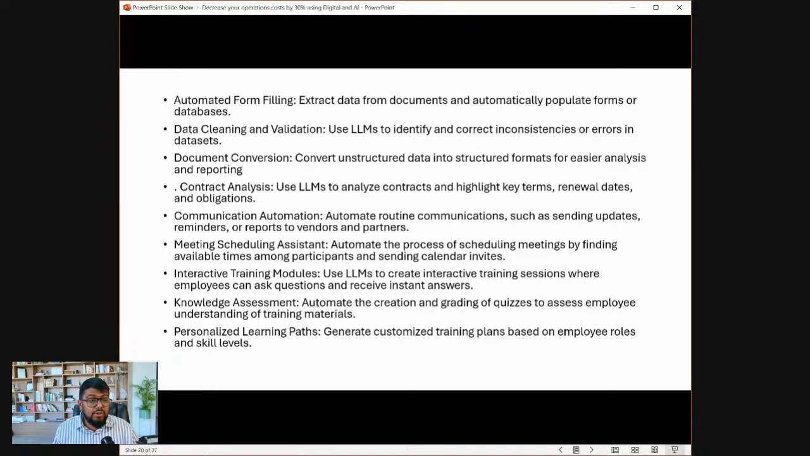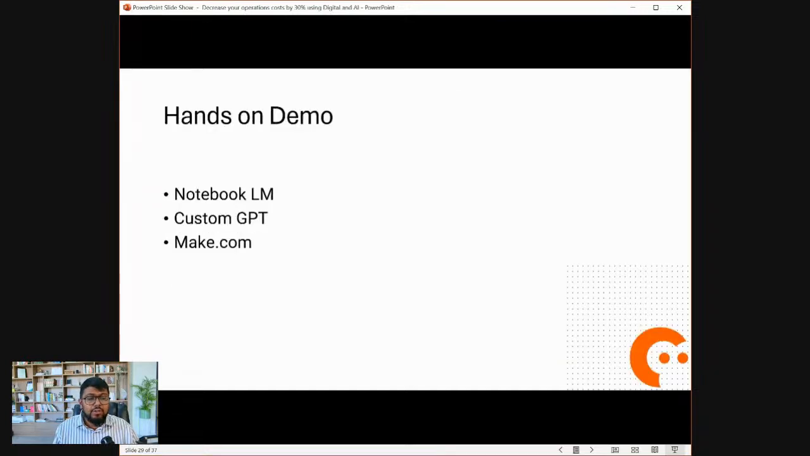Communication automation. And then you've got multiple tools that I don't want to even talk about today, which is around meeting assistants and having interactive training modules and knowledge assessment and so on. But what I'm going to show you today is that all of these things do not require a huge amount of development. There are some tools using custom GPT, using Notebook, using make.com that we are going to talk about today. You are able to do most of these things by yourself. So let's move on to the hands-on demo for 3 things that we are going to look at.